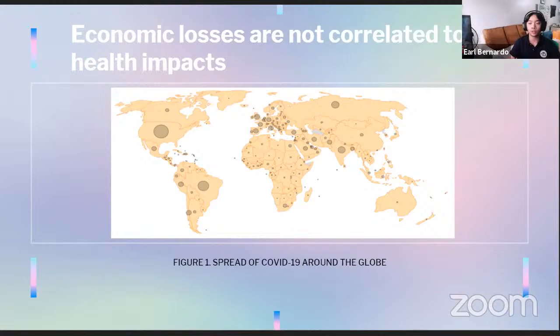Kasi, of course, if one country is affected, there's a big possibility of the value chain being interrupted or may disruption. So, pati yung other countries na kumukuha from that country dahil sa trade or something, naapektuhan sila, and lower international demands for goods due to the widespread recession. So this figure one represents the spread of COVID-19 around the globe. So ayun nga, the bigger the circle from a country is, the more cases there is in that country.